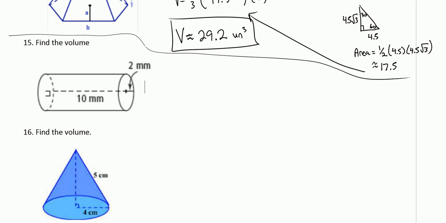We have a cylinder. Looks like the radius of that base is 2 and the height is 10, so the volume is pi r squared times the height. So that's 40 pi cubic millimeters.